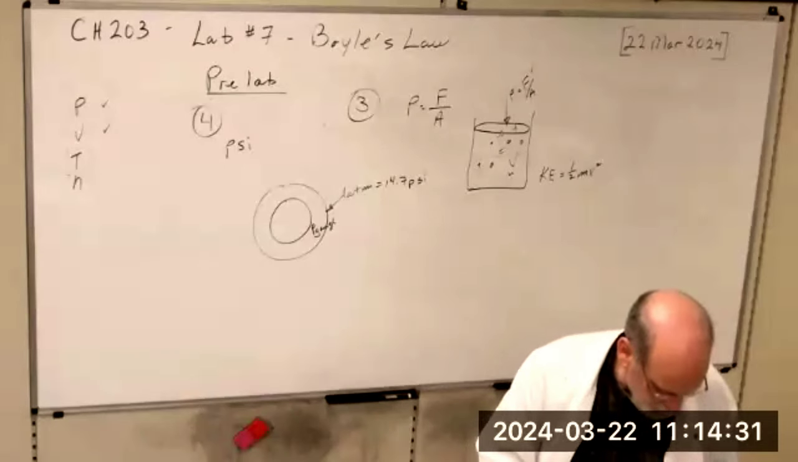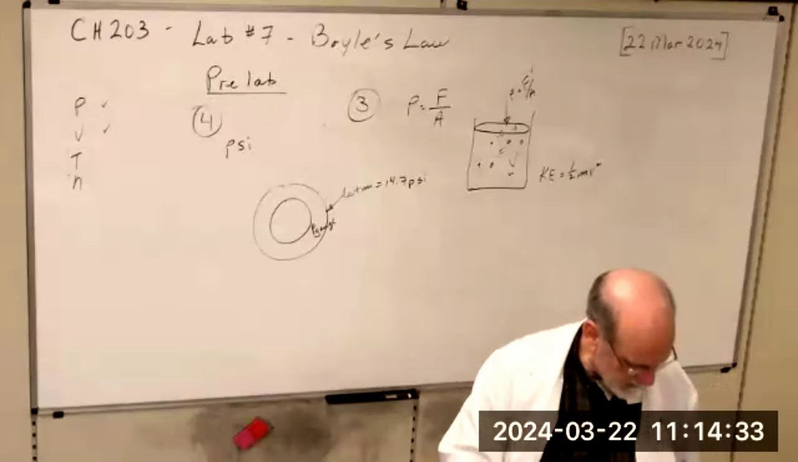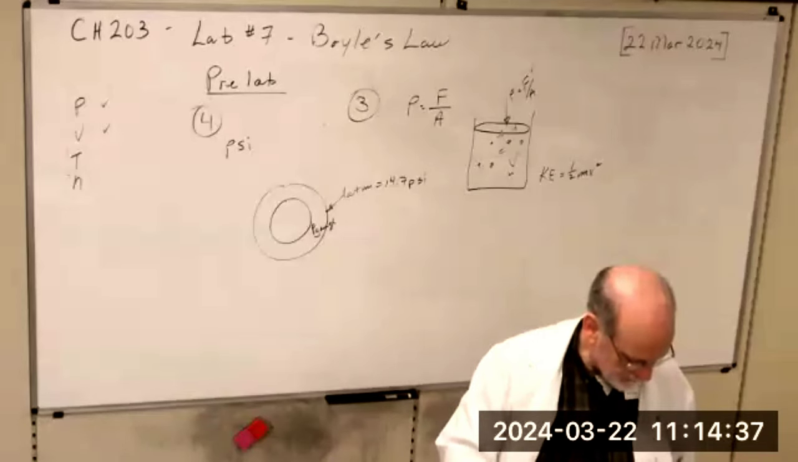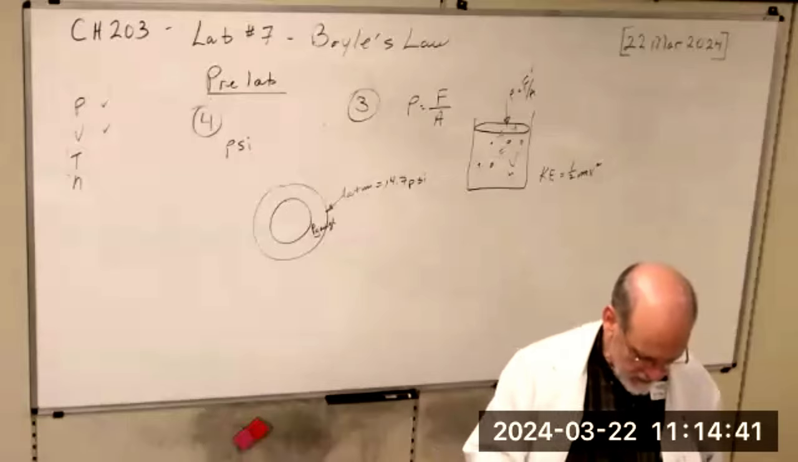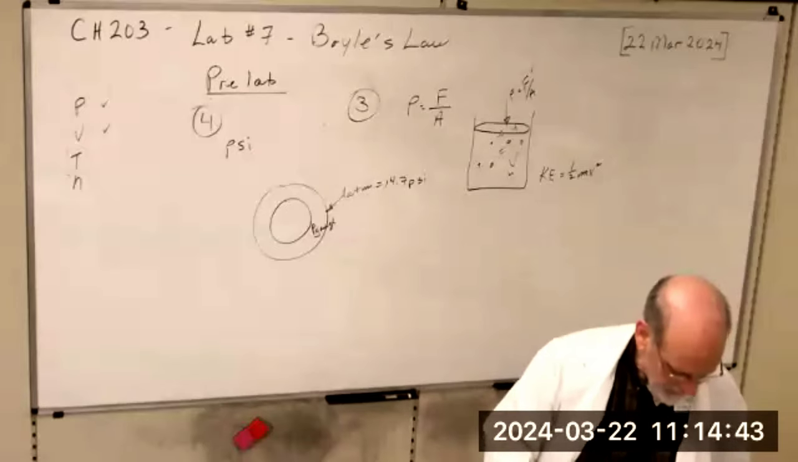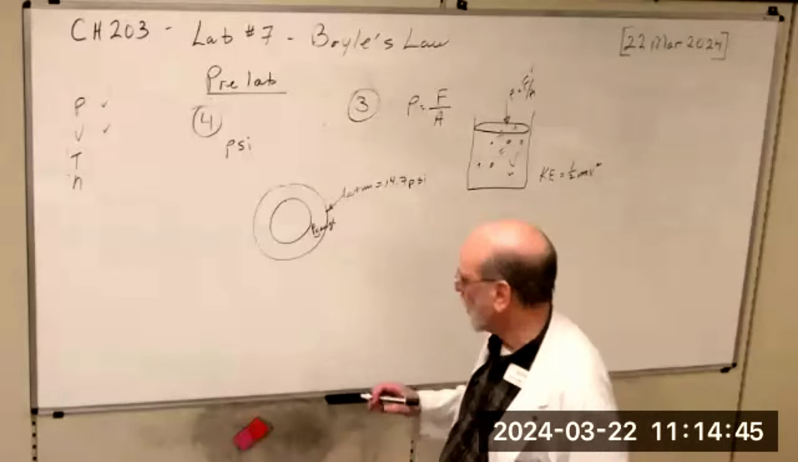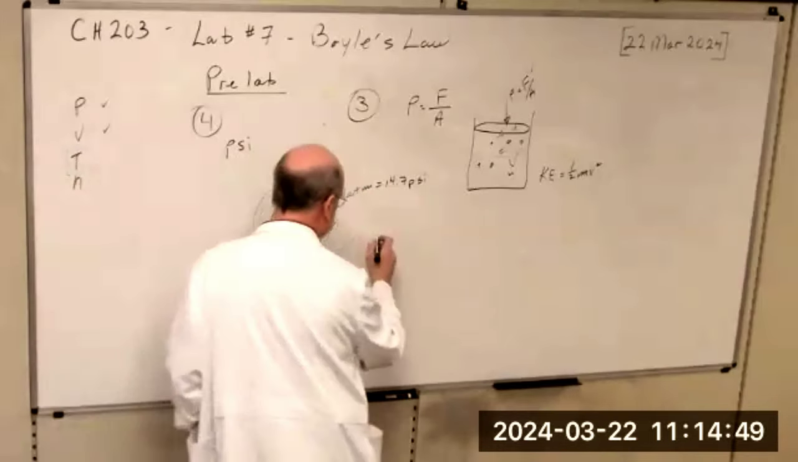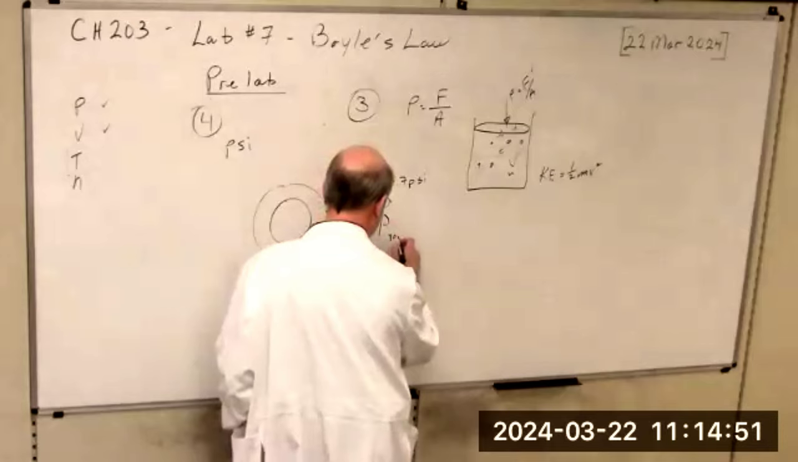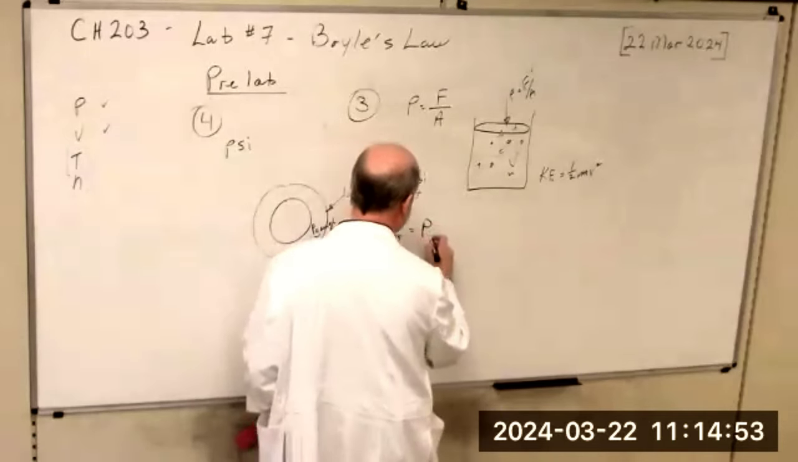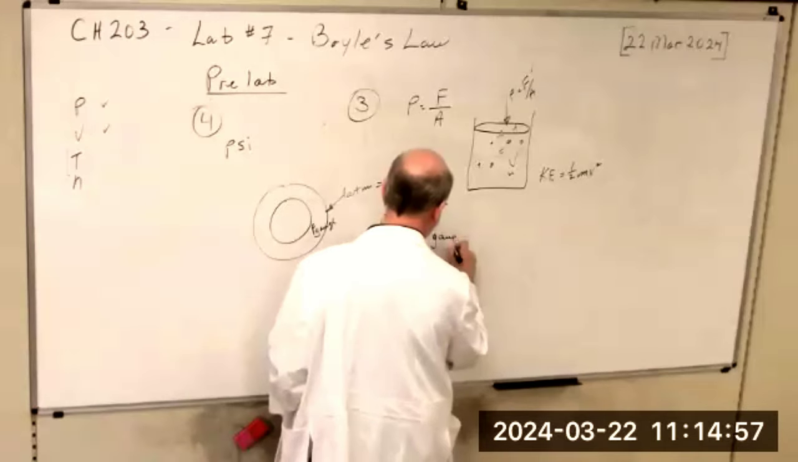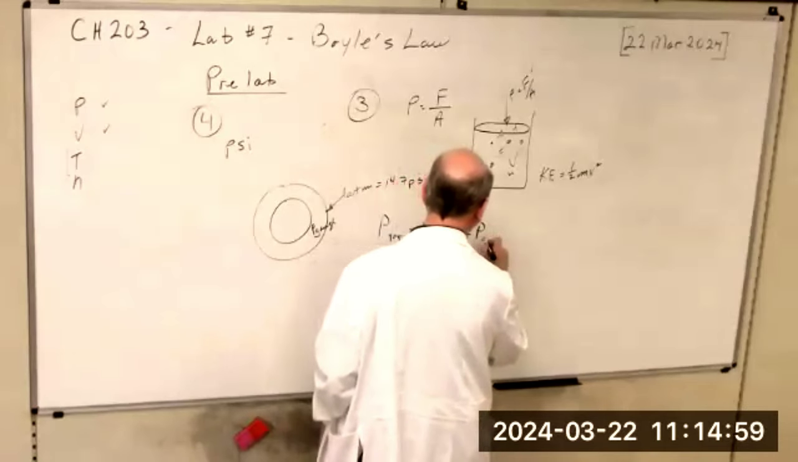Assume that you have just inflated your tire on your bicycle to 82 psi using a bicycle pump. What's the total pressure of air in the tire in psi and in atmospheres? Okay. The total pressure, let's put it this way. Total pressure is equal to the gauge pressure that you measured plus atmospheric pressure.